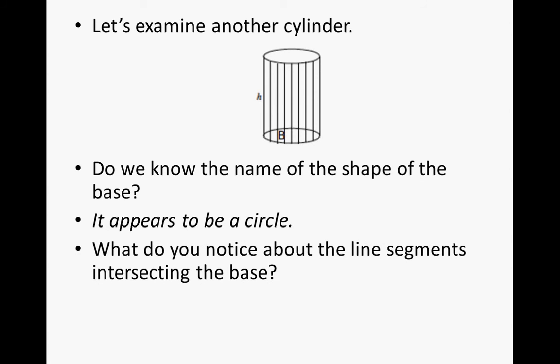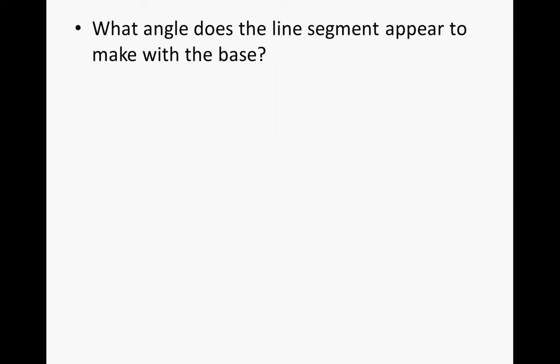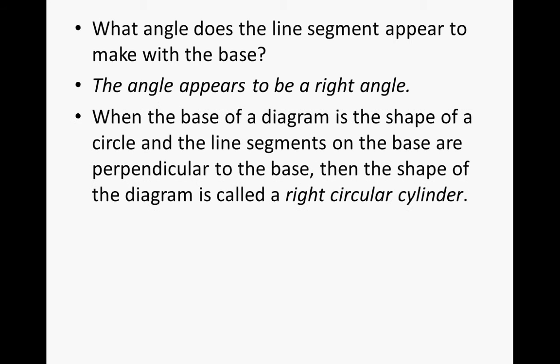So what do you notice about the line segments intersecting the base? The line segments appear to be perpendicular to the base. So what angle does a line segment appear to make with the base? The angle appears to be a right angle. When the base of a diagram is the shape of a circle and the line segments on the base are perpendicular to the base, then the shape of the diagram is called a right circular cylinder.